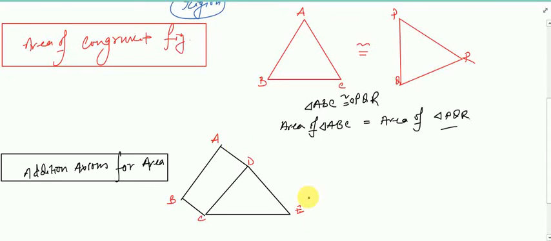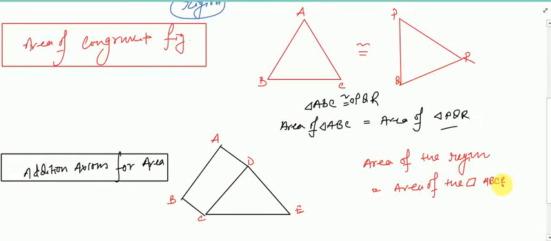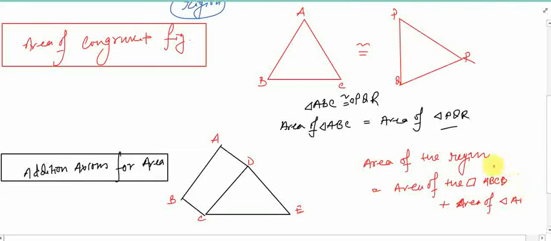Okay. So now if we have to find out the area of this following figure, then what we shall do, that is area of the region, this equal to the area of the rectangle, that is ABCD, plus the area of the triangle ABC. Sorry, not ABC, that is CDE, right? Triangle CDE. That is the addition of.